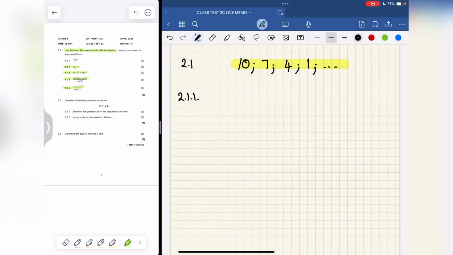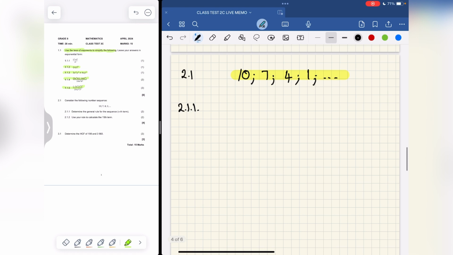Question 2.1. We are now going to move over to some number patterns. It says, consider the following number sequence: 10, 7, 4, and 1. And our first instruction is to determine the general rule for the sequence, or the nth term.